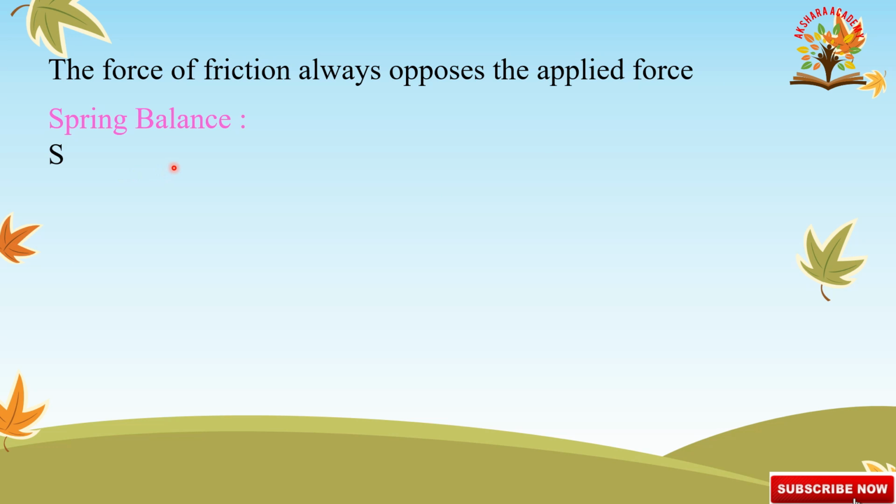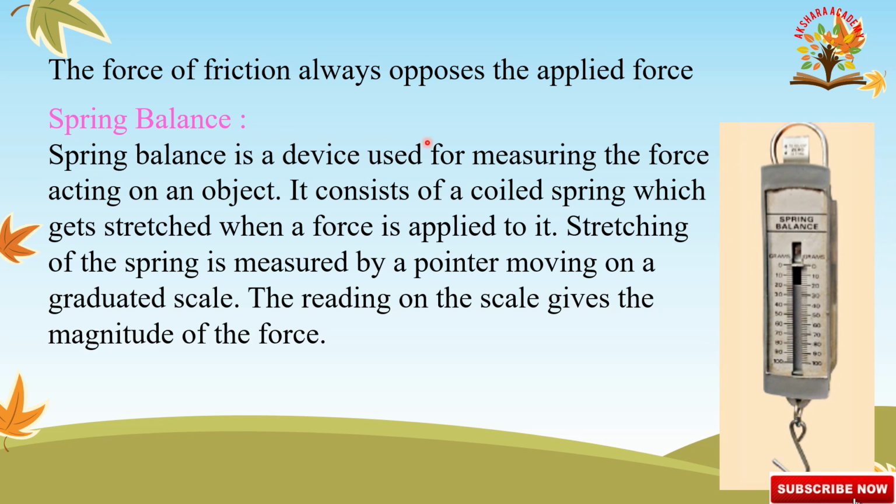Now we are discussing the spring balance. See this diagram here, this is the spring balance. A spring balance is a device which is used for measuring the force acting on an object. It consists of a coiled spring, which gets stretched when a force is applied on it. Here this is a hanger. We have to attach the weight to the hanger, then it stretches.